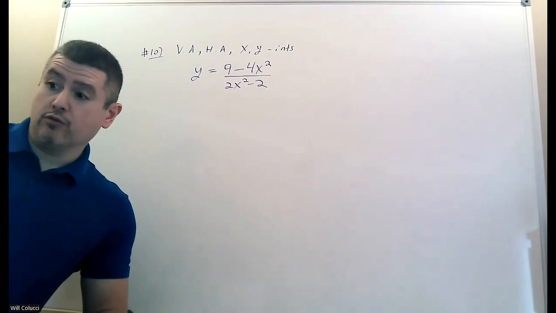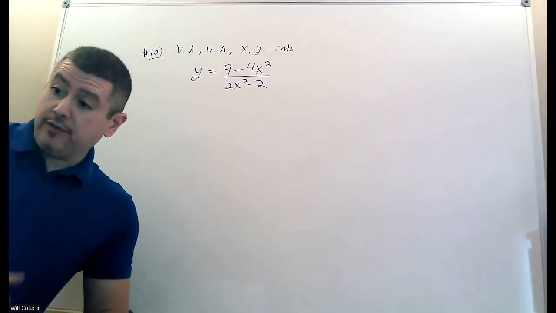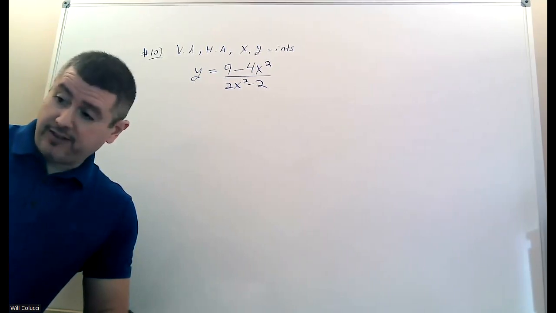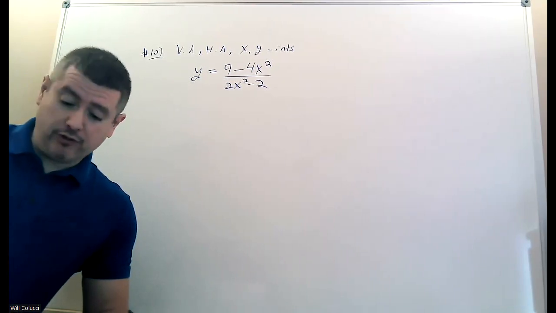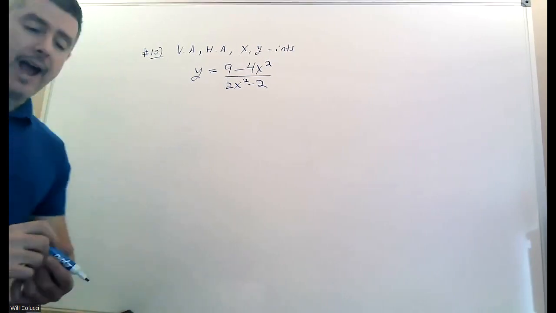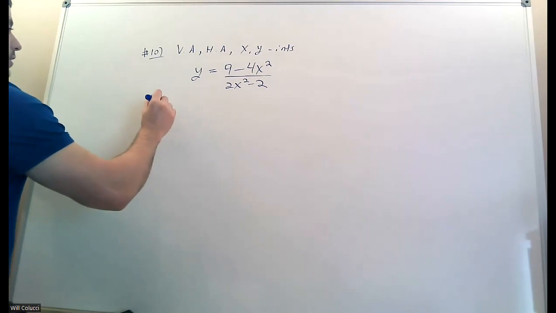Okay, the fraction or rational function, finding the VA, HA, and X and Y intercepts. I mean, on this one you earn your 10 points. It's not difficult, but there's a lot of parts to it. You could screw it up easily if you don't pay attention to what you're doing. The vertical and horizontal asymptotes are easier to do, so we'll do those first.